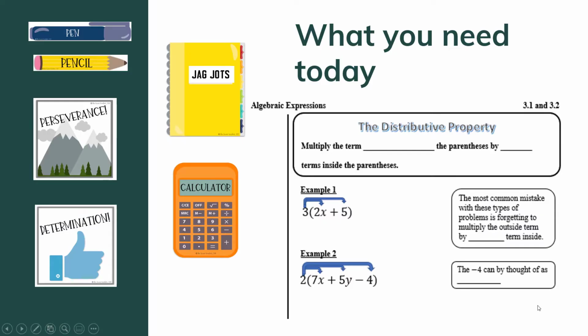Today you are going to need a pen or pencil and your Jaguar Jots. At the top it should say 3.1 and 3.2 distributive property. A calculator might be helpful for some of you, and perseverance and determination with that growth mindset is always something you need to bring to class. So let's get started on today's lesson.